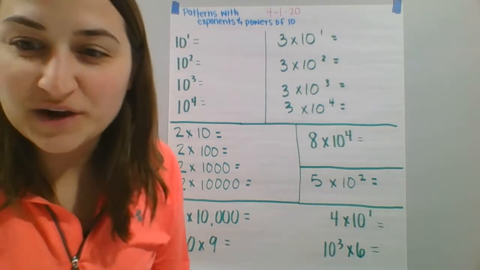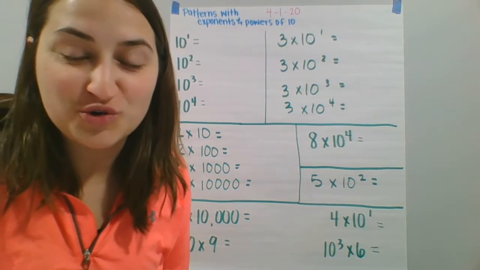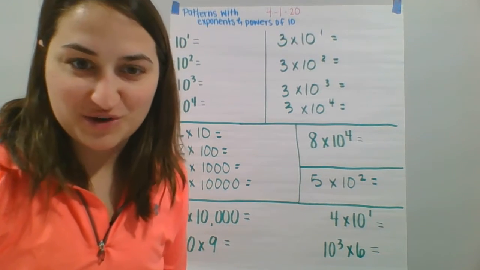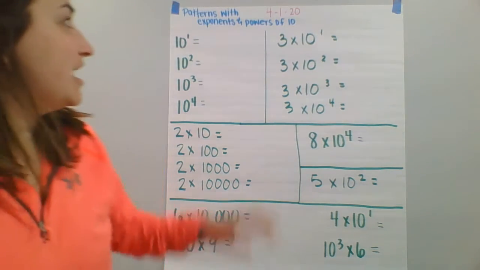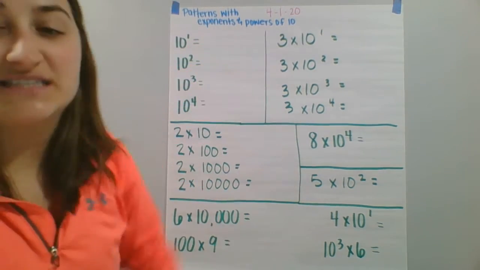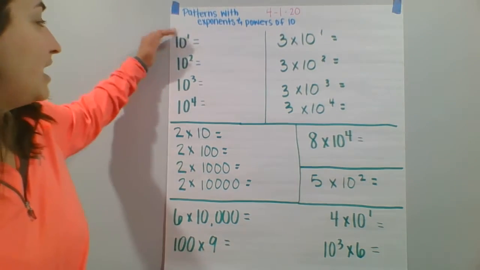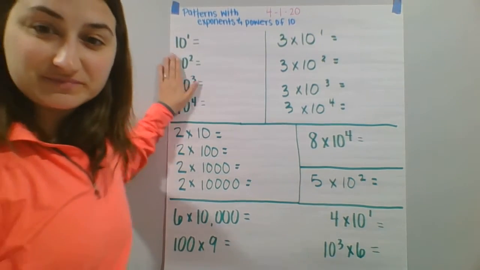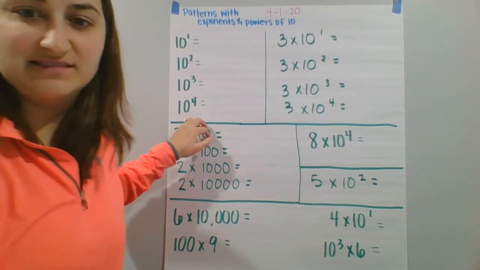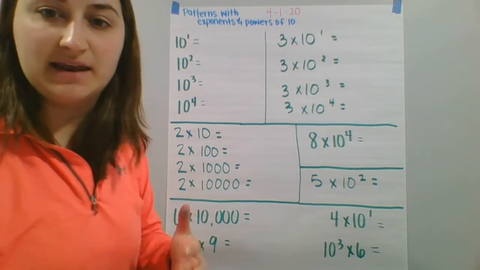Hi ladies, today we're going to go all the way back to the beginning of the year and do a little review on place value. So today we are going to be focusing on patterns with exponents and powers of 10. And remember, a power of 10 represents a whole number. It represents kind of those multiples of 10.